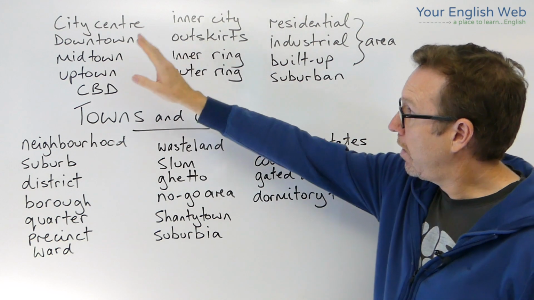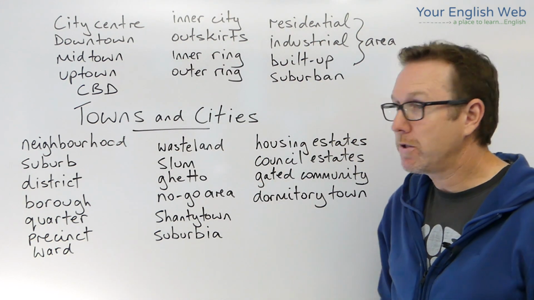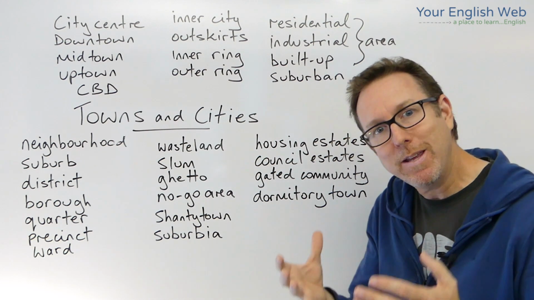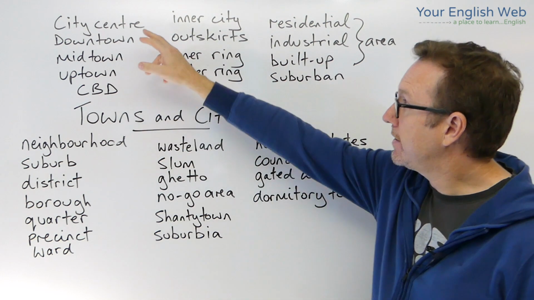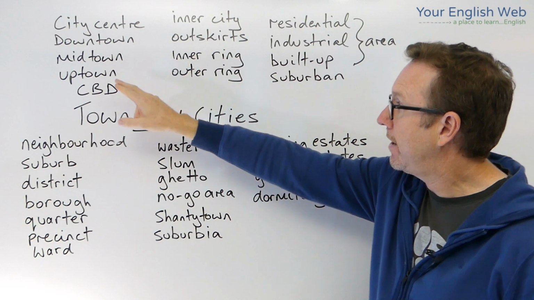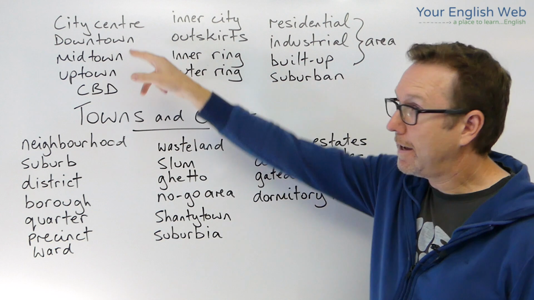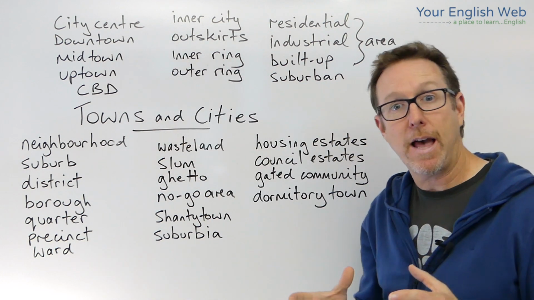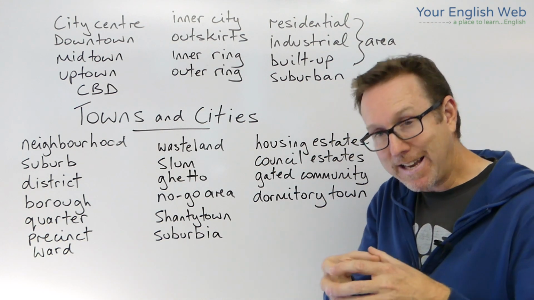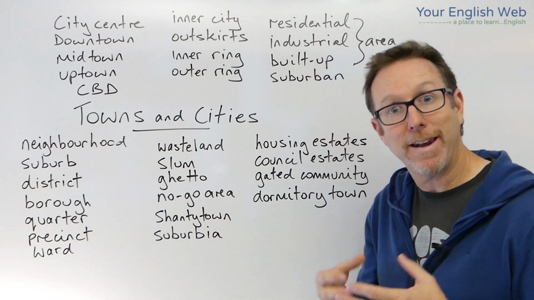Now, we'll have a look at the groups of words and I'll do my best to explain what these words mean and how we use them in English. So for example, the first group of words we've got: city centre, downtown, midtown, uptown and CBD. Now the first word here, city centre. When we talk about cities or towns, we normally refer to the centre as being the main hub of the city, the main area.